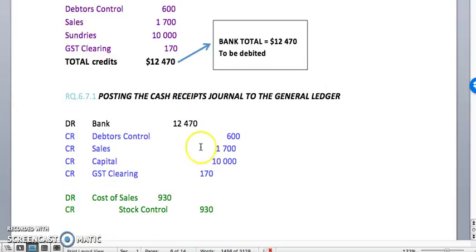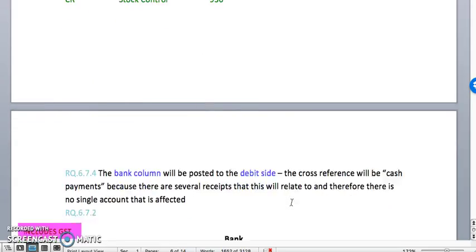Same deal here. They're a little bit uneven for you, so just as I'm talking, I'll make them even. So these ones here are our different examples of what we have to post out. So we've got our debtors, sales, capital, GST clearing, and then our cost of sales. So two separate things are happening in the cash receipts journal, the bank and then the cost of sales and stock control. Please don't forget that.